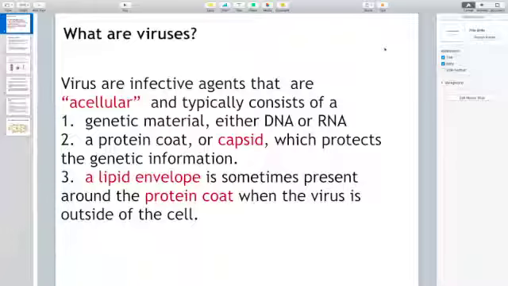They typically consist of some form of genetic material, which could be either DNA or RNA, but they never have both. A protein coat or capsid protects their genetic information, and some of them have a lipid envelope sometimes present around the protein coat when the virus is outside of the cell. Now, this lipid envelope is acquired when viruses leave their host cell. They take a part of the host cell membrane and convert that into their envelope.